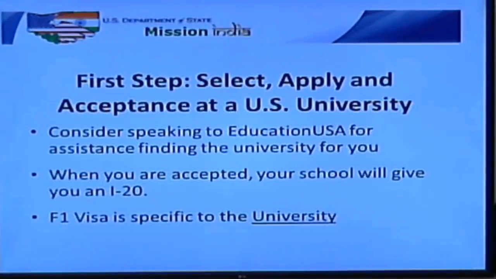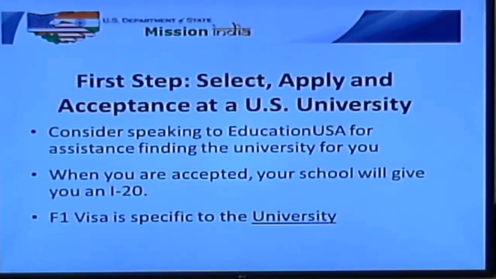Once you've identified the university and you've applied, you've been accepted, the university will send you an I-20. This is a document that essentially tells us, the consular officers, that you've been admitted to the university. It tells us what the estimated cost of that university is. And it provides some additional information that is useful for us, like the start date and your program end date. The F1 visa that you would get is specific to that university.